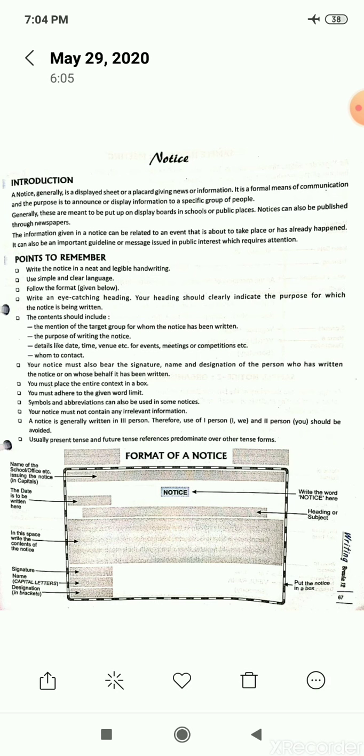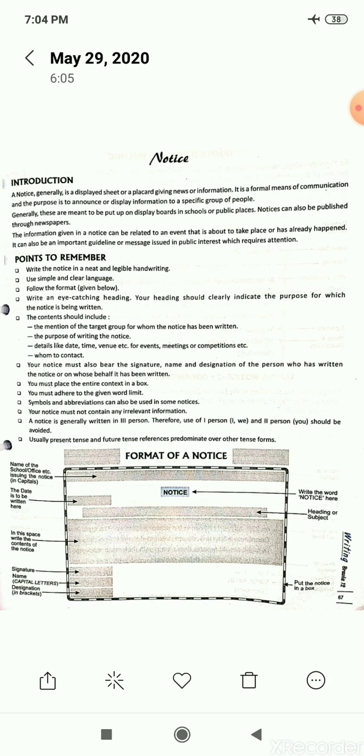Next, symbols and abbreviations can also be used in some notices. We often use the word etc. Its spelling is long, but we often write it as etc. with a dot. Similarly, we often write e.g. These are some of the abbreviations that we can use while writing a notice. I hope that's also clear to all of you.